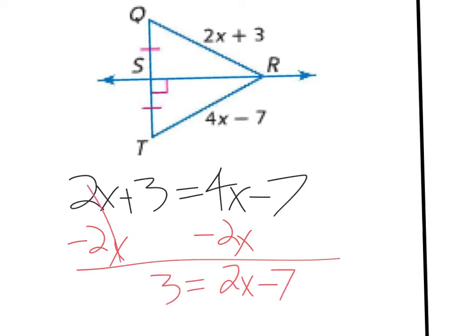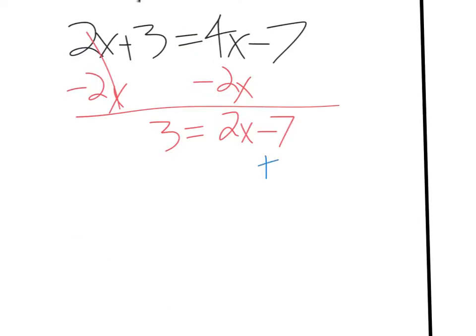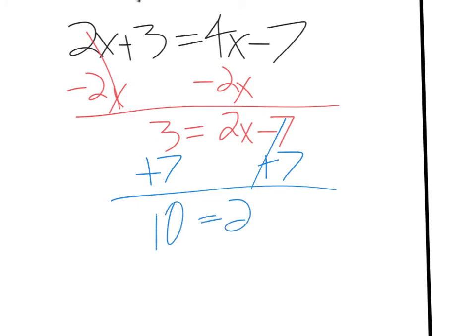That's going to give me 3 equal to 2x minus 7. From there, I'll get my constants on one side, so I'll add 7 to the other side. And so I'll get 10 equal to 2x. So divide both sides by 2, and you'll get x equal to 5.